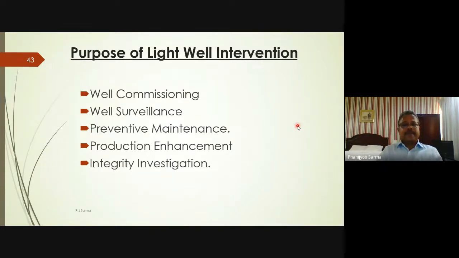Another purpose is integrity investigation. Well integrity indicates the health of the well, and we need to ensure that all the barriers and components are intact. We need to do preventive investigation as well as corrective maintenance. These are done with light well intervention, and the corrective maintenance, as I said, is well repair.